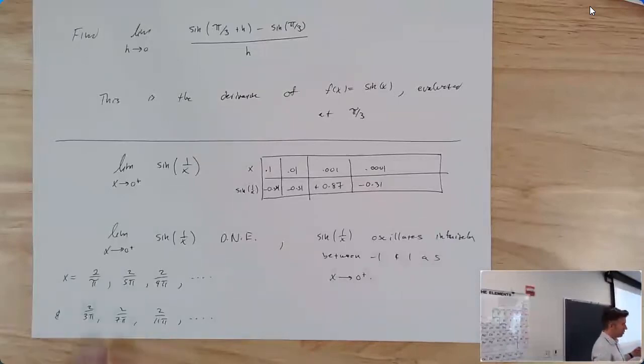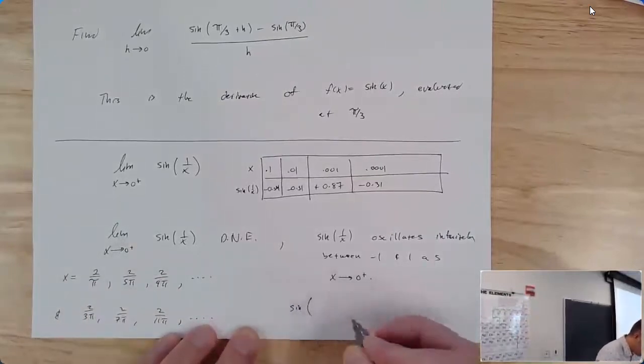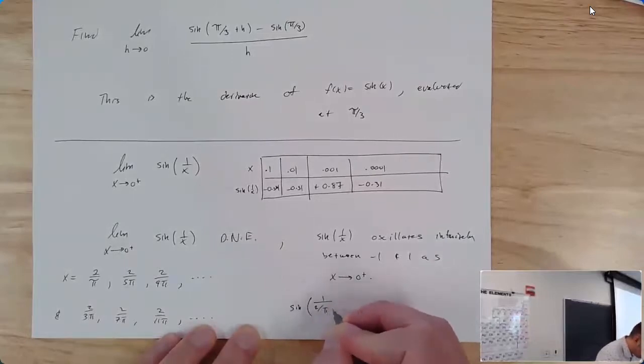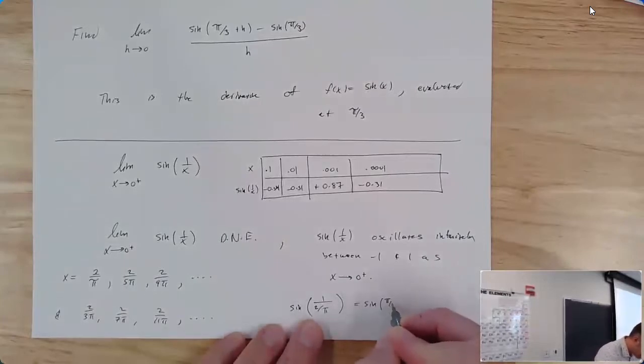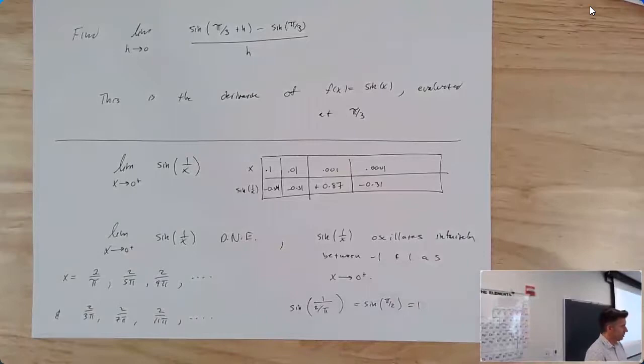And the same thing down here. 2 over 3 pi, 2 over 7 pi, 2 over 11 pi, positive numbers closer to 0. But now look what happens when I plug any one of these numbers into sine of 1 over x. What is sine of 1 over 2 over pi? It's sine of pi over 2, which is 1. What's sine of 2 over 5 pi? Sine of 5 pi over 2, which is also 1 because it's on the same spot on the unit circle. All of these, if you flip them over, differ by 4 pi over 2, which is 2 pi, which is 1 revolution on the unit circle.